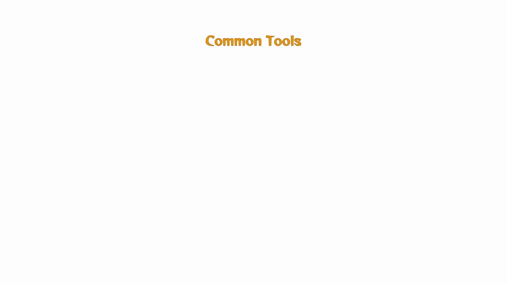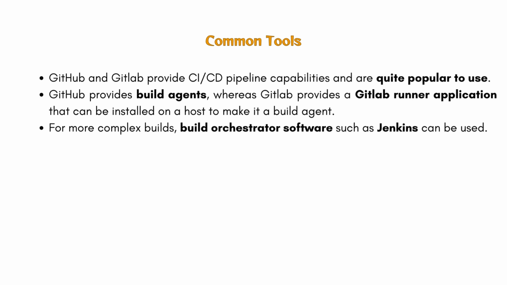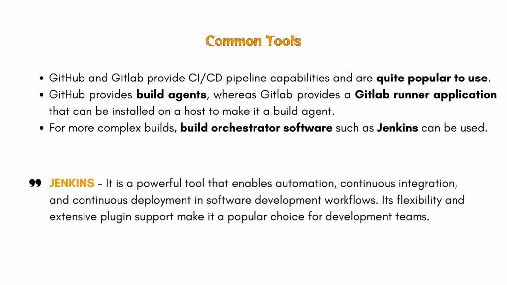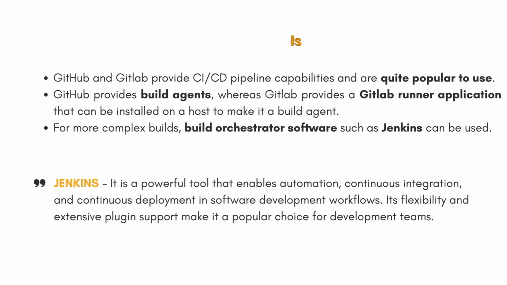Tools. GitHub and GitLab provide CI/CD pipeline capabilities and are quite popular to use. GitHub provides build agents, whereas GitLab provides a GitLab runner application that can be installed on a host to make it a build agent. For more complex builds, build orchestrator software such as Jenkins can be used. Jenkins is a powerful tool that enables automation, continuous integration, and continuous deployment in software development workflows. Its flexibility and extensive plugin support make it a popular choice for development teams.